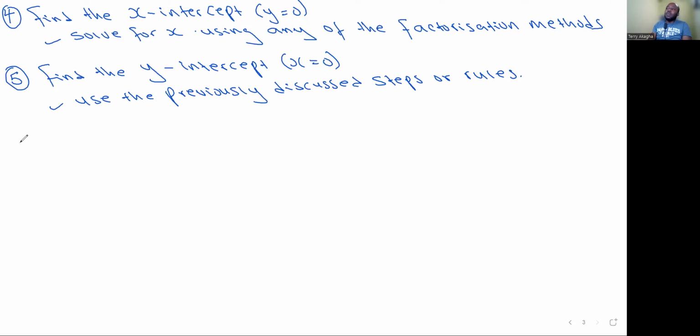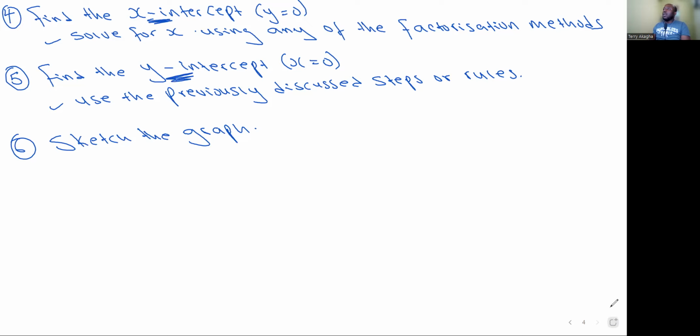Then after you're done with this, step 6 is then what? You then sketch the graph, okay? So always remember that this only applies to sketching; how you plot the graph is totally different from sketching a graph, okay? So let's quickly get to it. So we found the x-intercept, all right? Then you find the y-intercept, then you sketch the graph.